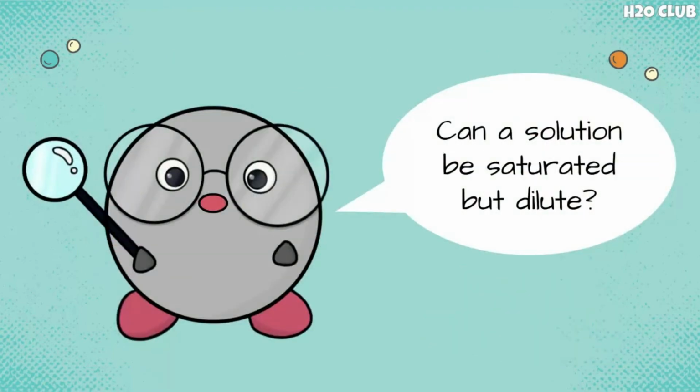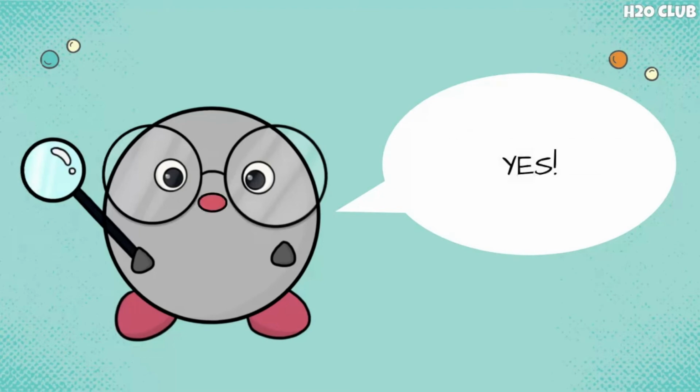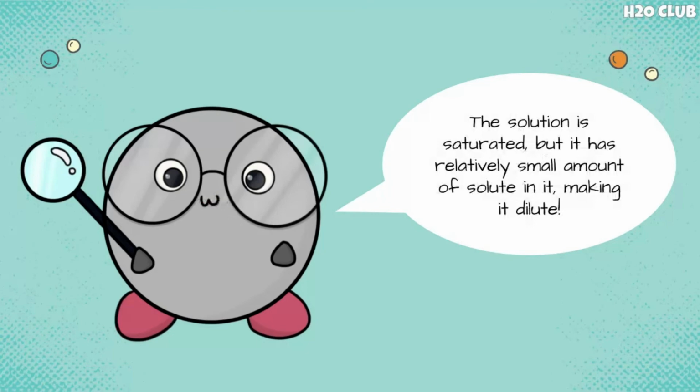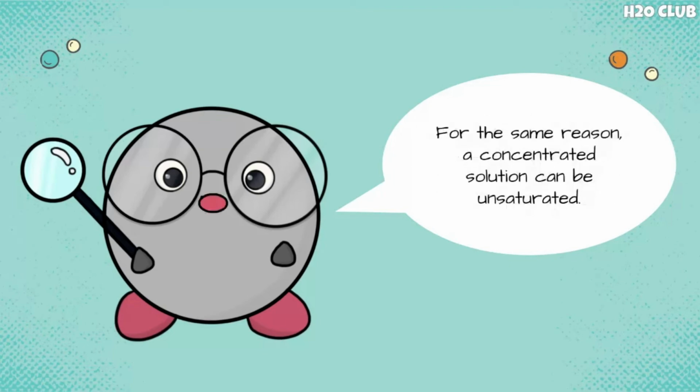So here's a question. Can a solution be saturated but dilute? Pause the video and think about it for a moment. The answer is yes. So suppose that 0.01 gram of a certain solute in 100 milliliters of water makes the solution saturated. The solution is saturated, but it still has a relatively small amount of solute in it, making it dilute. And for the same reason, a concentrated solution can be unsaturated.